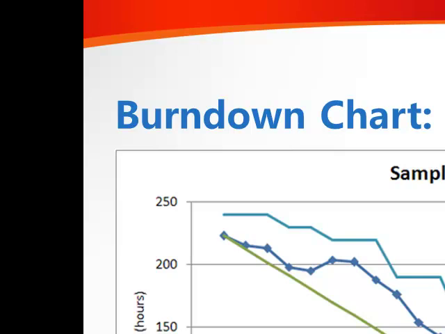The y-axis is the remaining amount of effort. For this particular example, we are using time remaining, so the metric is in hours. Burn down charts will always start with the upper left corner. And the ideal burn down progress, as represented by the green line, is a straight downward slope from upper left to lower right.